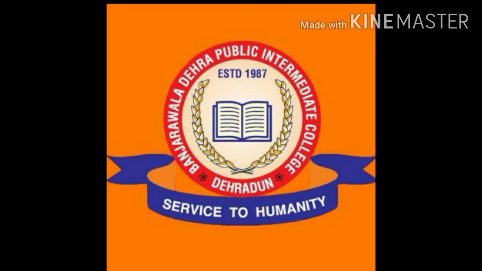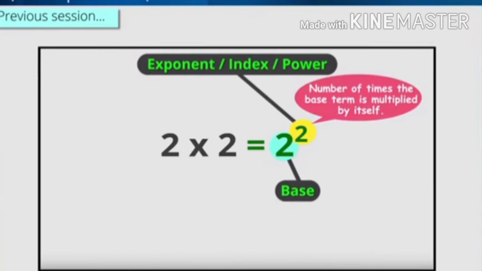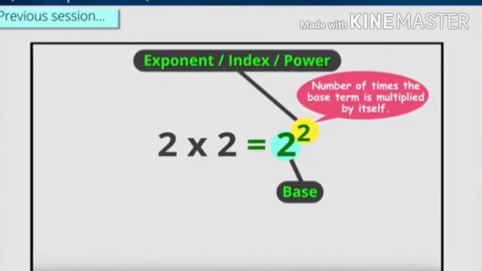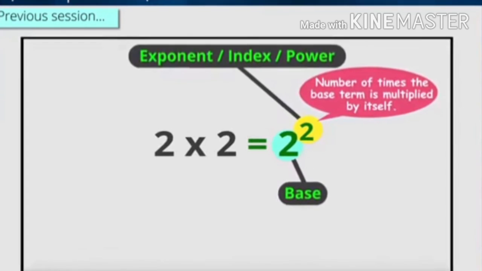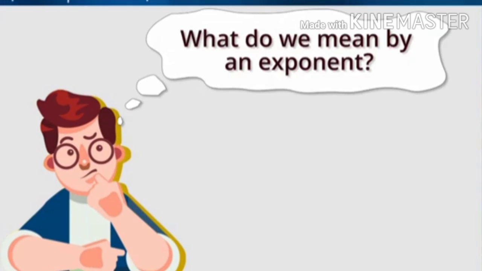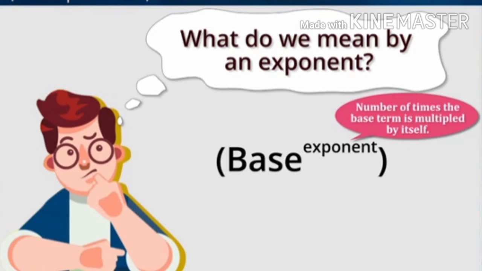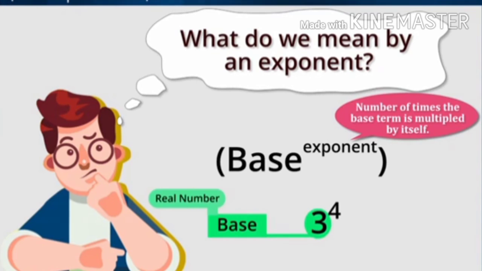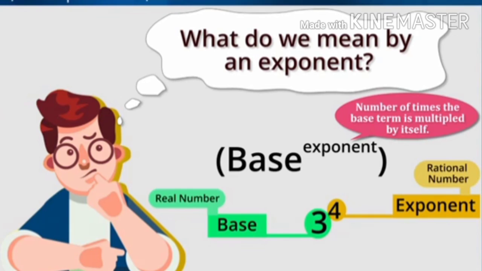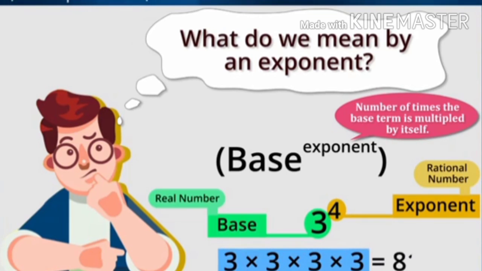Okay, now let's start. In our previous session, we have learned about exponents. So let's have a quick review of what we have learned. So, what do we mean by an exponent? Exponent is placed to the upper right corner of the base number and signifies how many times the base term is multiplied by itself. For example, 3 raised to the power 4. Here, 3 is base and 4 is an exponent. That means we have to multiply 3 for 4 times, which is equal to 81.